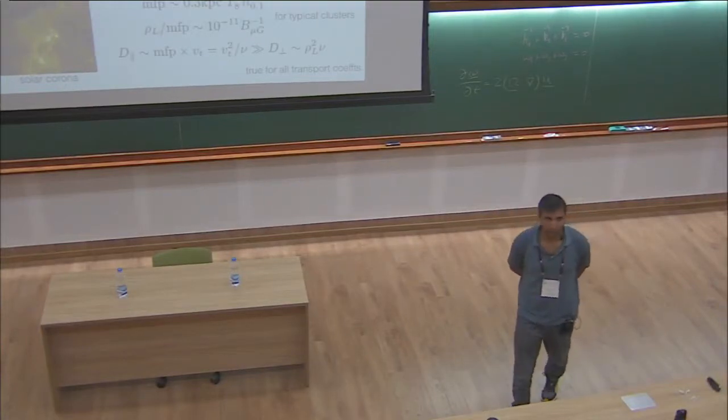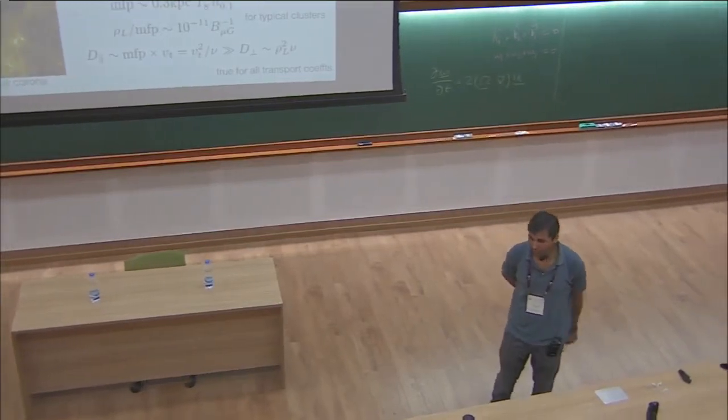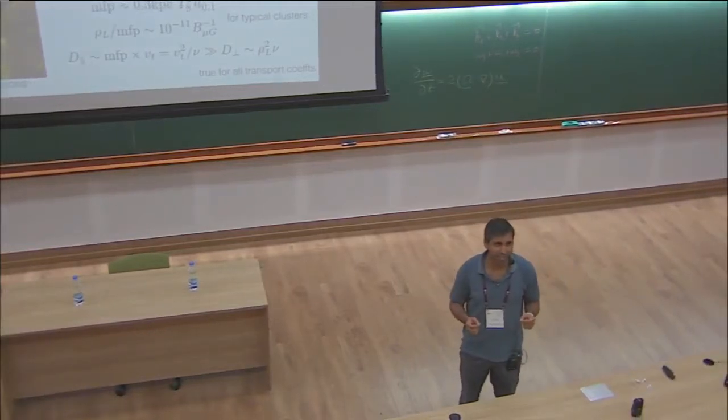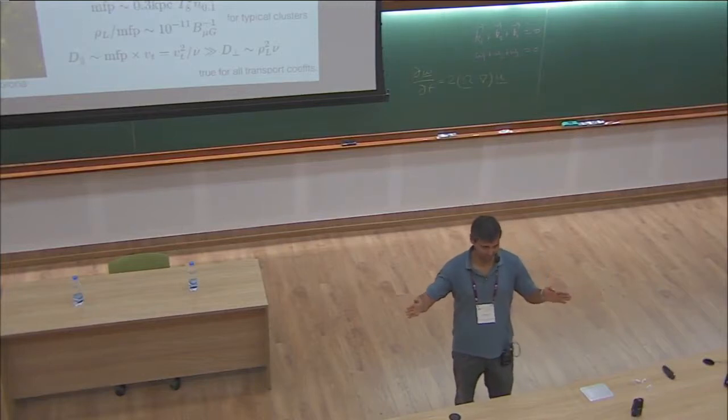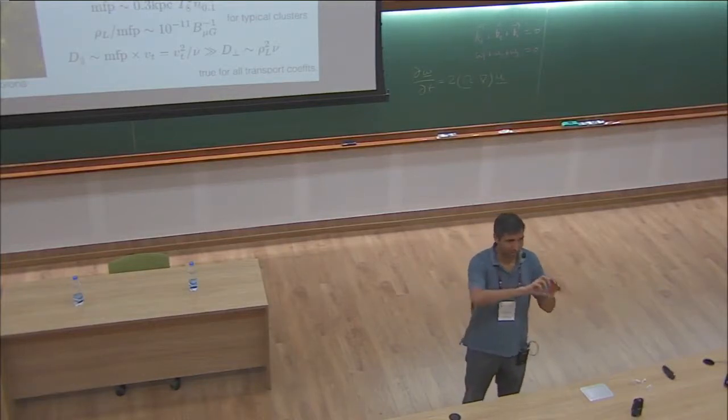Right. So dilute basically means that conduction is important, right? Dilute means that the mean free path is big, so that the perturbed blob is isothermal rather than adiabatic.